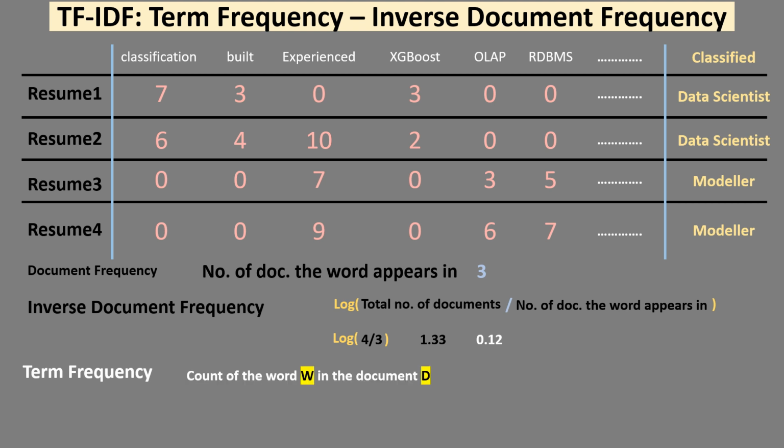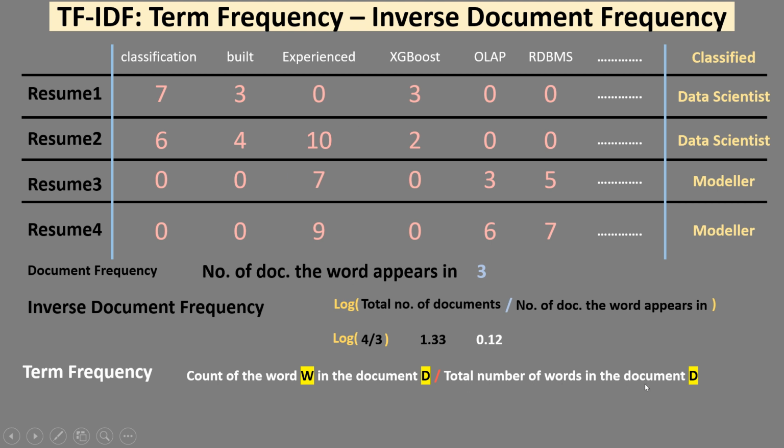What is term frequency? It is simply the count of the word W in the document D, divided by the total number of words in the document. For example, let's take the word experienced. The count of the word W, where W is nothing but the word experienced, what is the count of this? 10 in the document D, which means resume 2. So in resume 2, the word experienced comes 10 times.